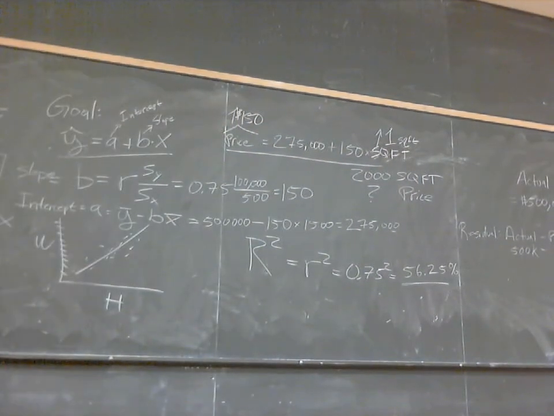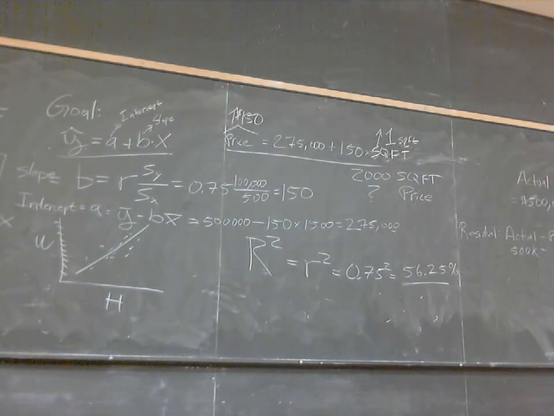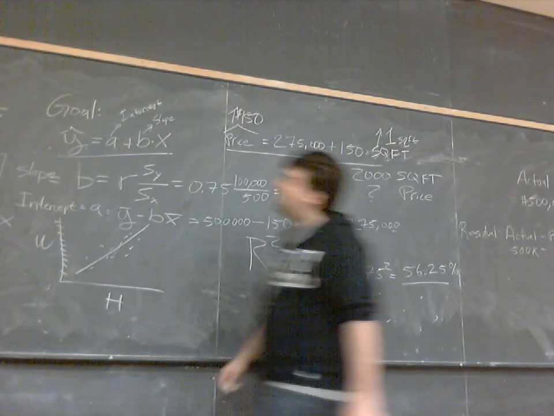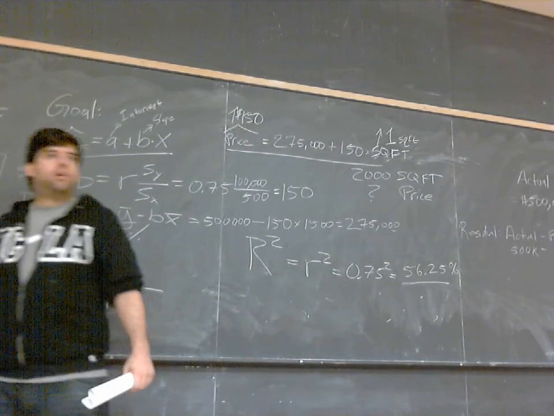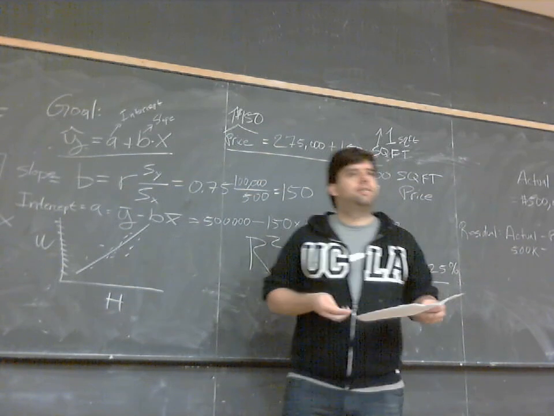The little r is correlation, not residual. This is what a residual is: actual minus predicted. It's the error in our model. And then little r stands for the correlation, not residual. Questions there?